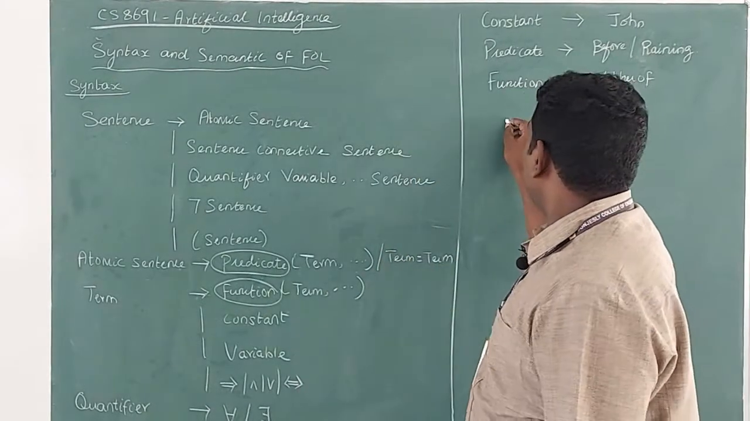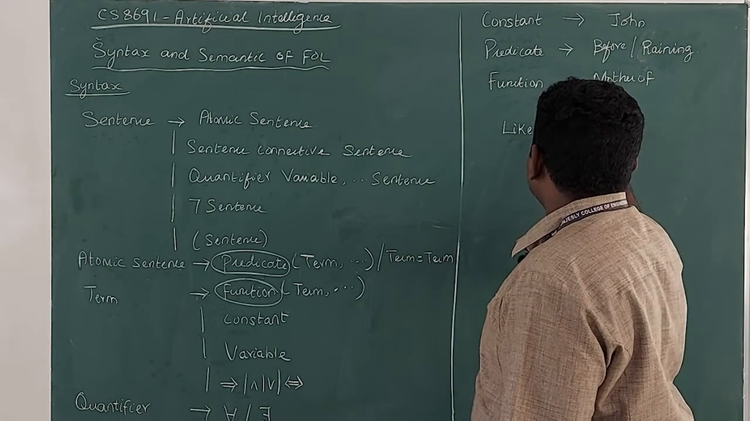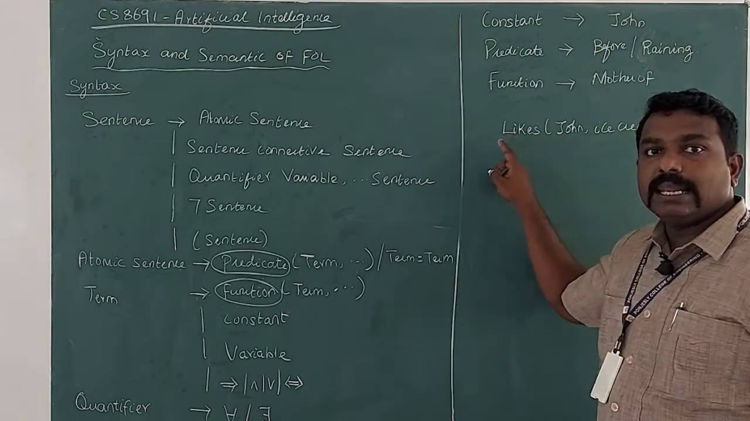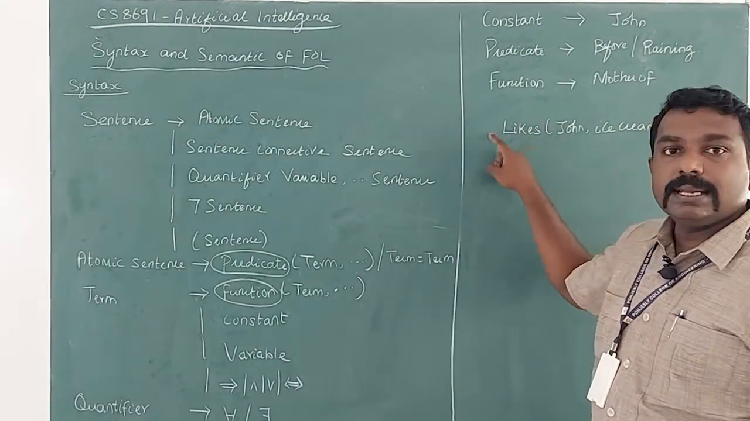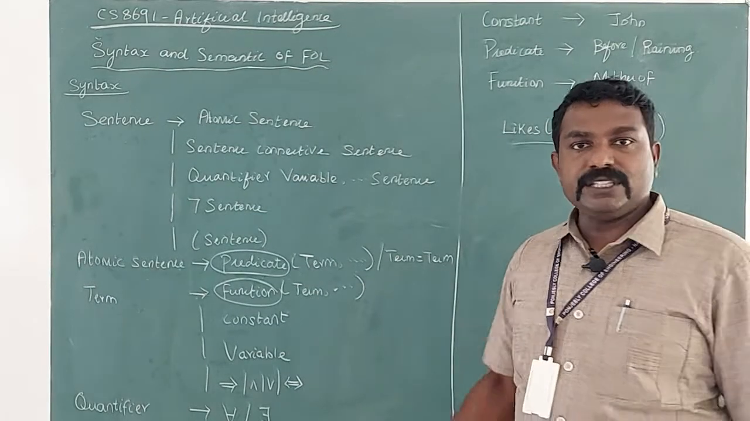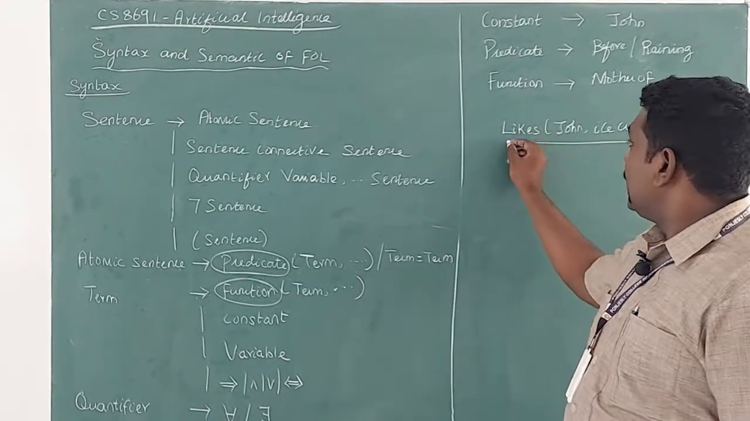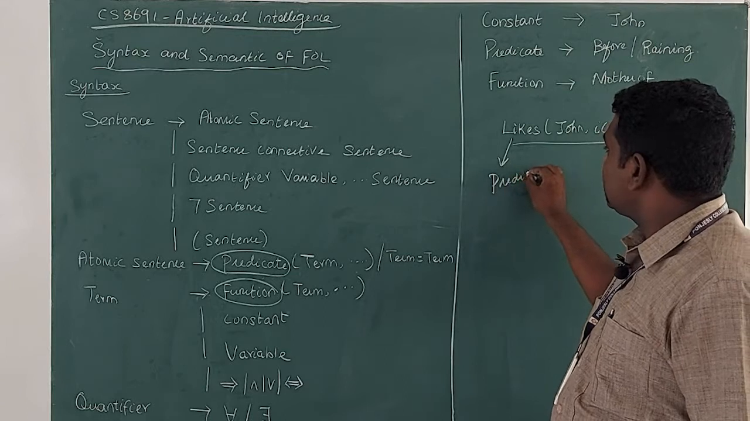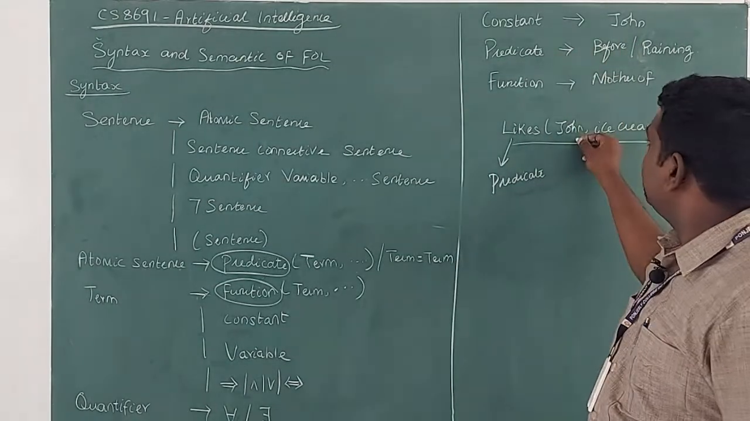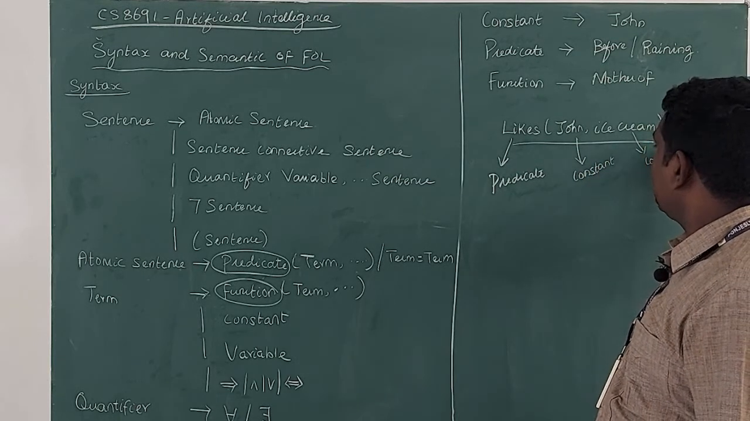I am having an example like John likes ice cream. How will you read it out? John likes ice cream. In this sentence, can you tell me which is the predicate here? You can compare this with the syntax. Likes seems to be the predicate. Which is a constant here? The name of a person is called a constant, right? John is the constant. Even ice cream is a constant.